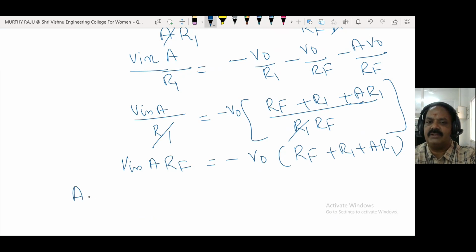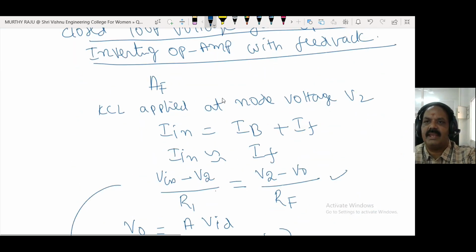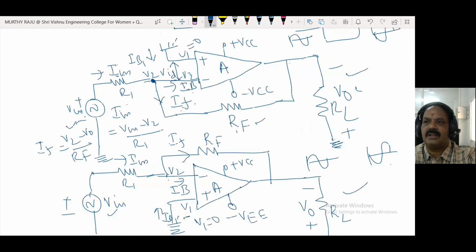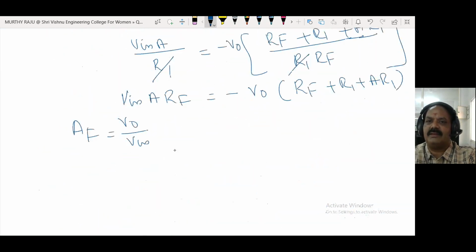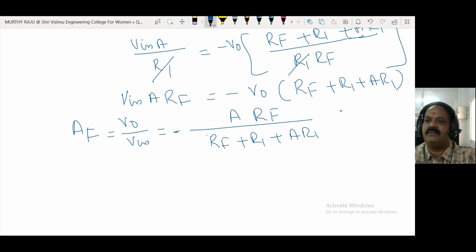Finally, the gain with feedback AF is equal to V0 by VIN. So the gain with feedback is equal to the output voltage V0 by the total input voltage applied to the inverting terminal, which is VIN. Therefore, V0 by VIN is equal to minus A RF by RF plus R1 plus A R1. This is the exact expression.